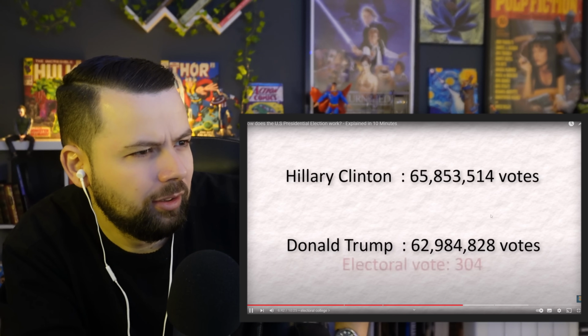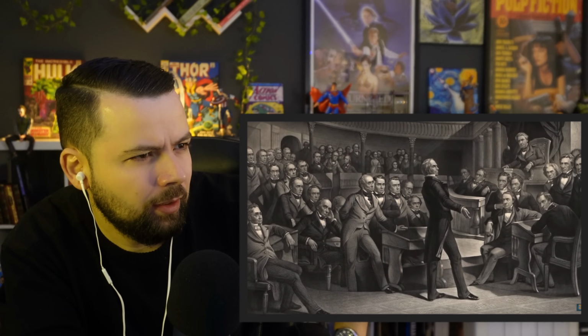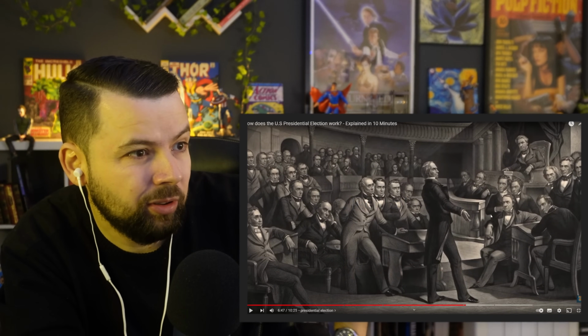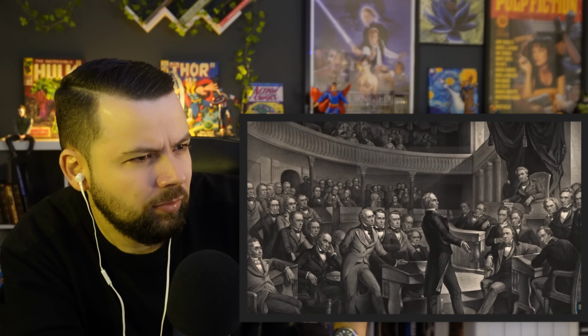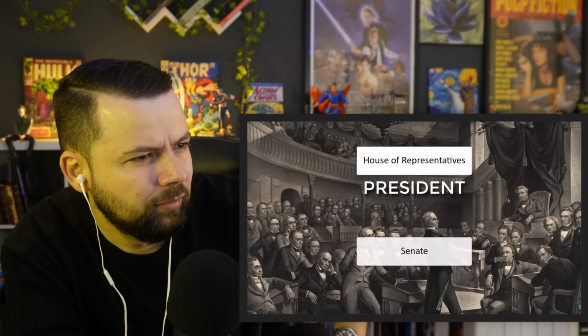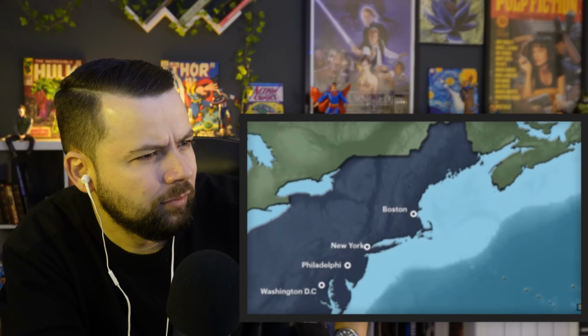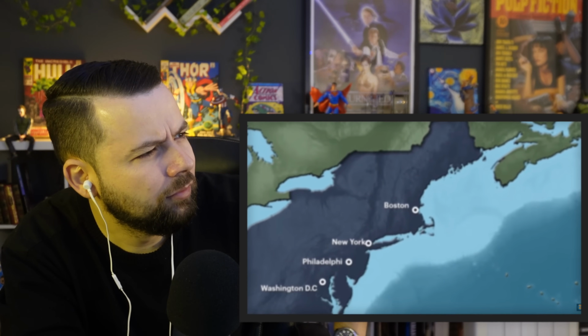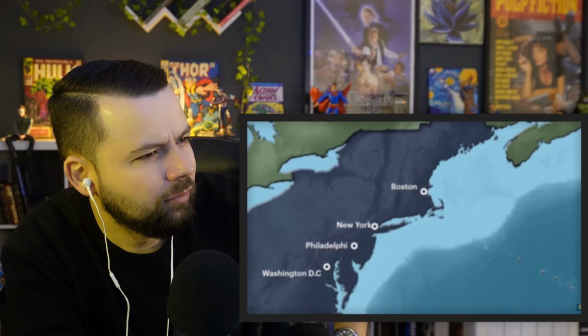The electoral vote came to 304 to 227. In the case that no candidate receives a majority of electoral votes, the House of Representatives would choose the next president, while the Senate would choose their vice president. Although this did happen in the 1800 presidential election, the 12th Amendment had not yet been created, which made the situation slightly different.